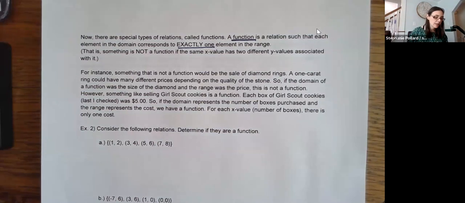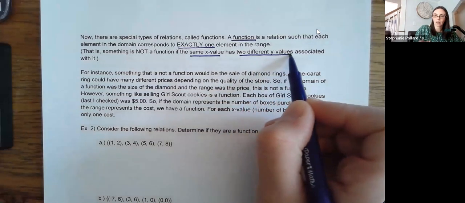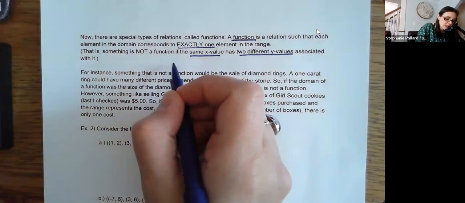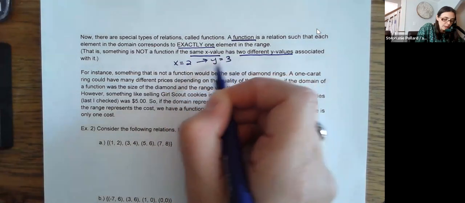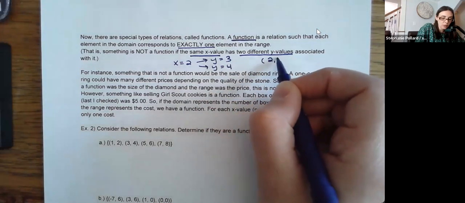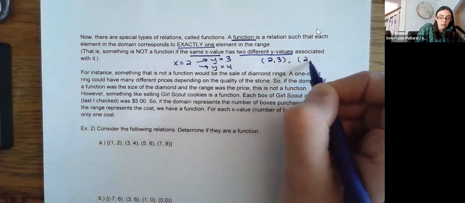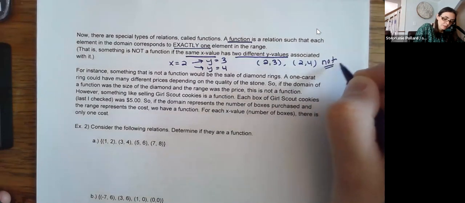So for instance, something is not a function if the same x value has 2 different y values. Let's say the x value 2 had both the y value 3 and the y value 4, right? So maybe your graph has the points (2, 3) and also the point (2, 4). Something like this is not a function.